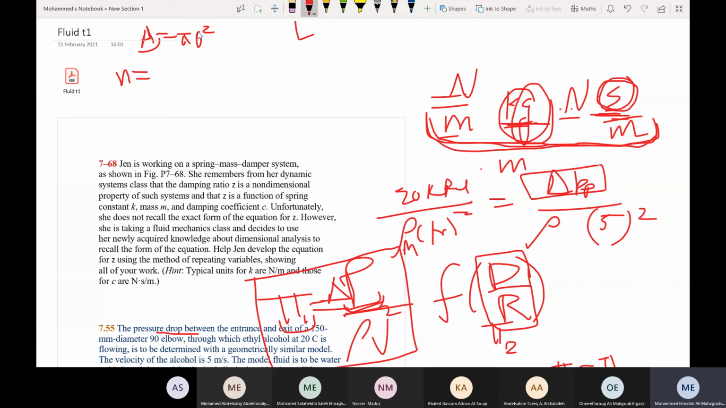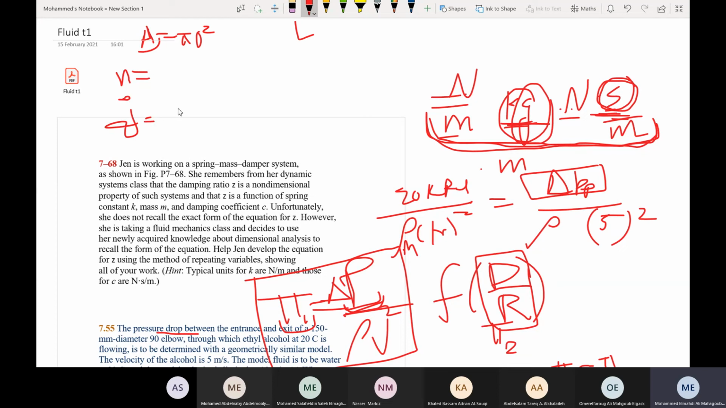Length and length. But if they depend on each other directly, meaning we can form a relation between those two parameters in the experiment, it means they are not independent, so don't put them here with the n. N is the number of independent parameters in the experiment. Put it. And then J is the number of the dimensions that you have.